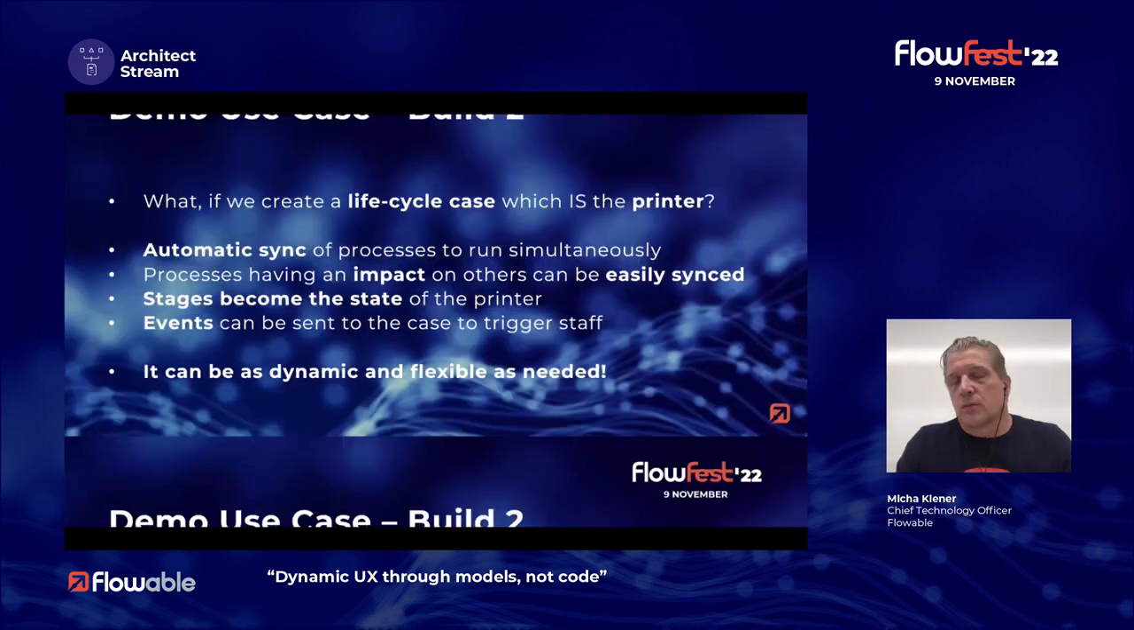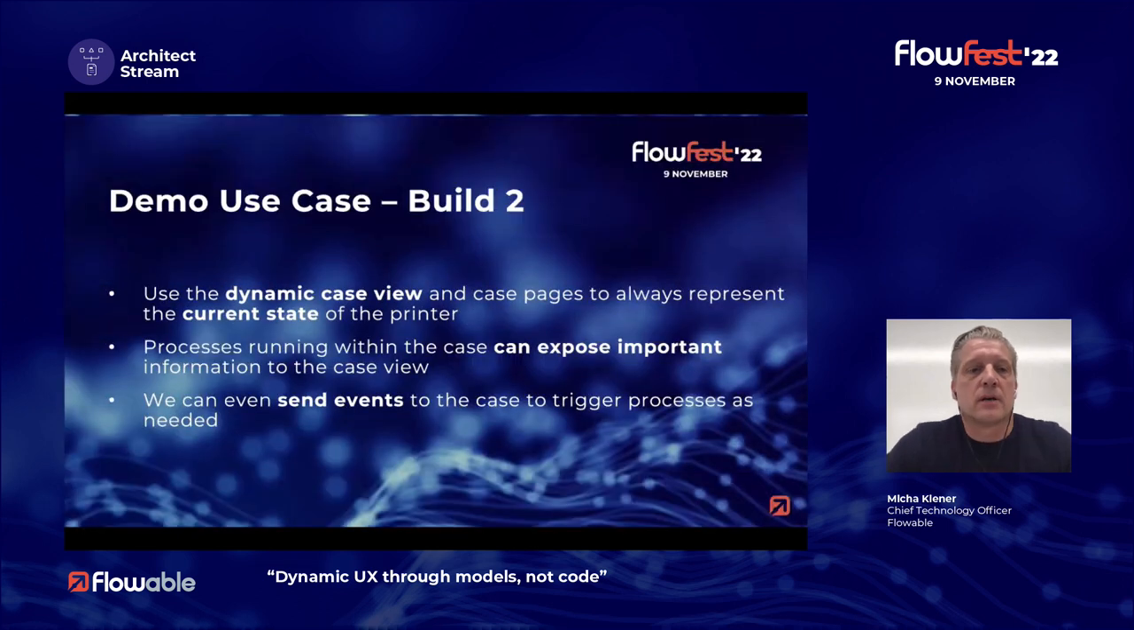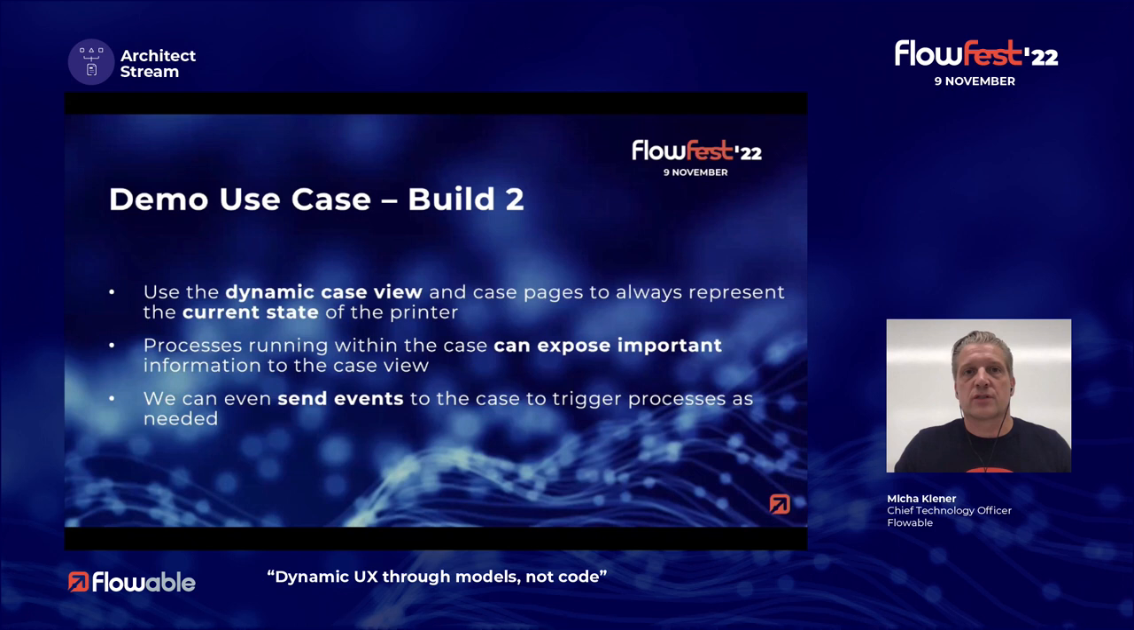Now, of course, we also want to make use of the dynamic case view. So we will use that as well. Running processes within this, we can send the WhatsApp event to start a support process, stuff like that. So it makes it very much easier than if I would use loosely coupled process fragments and use a data object to unite them.